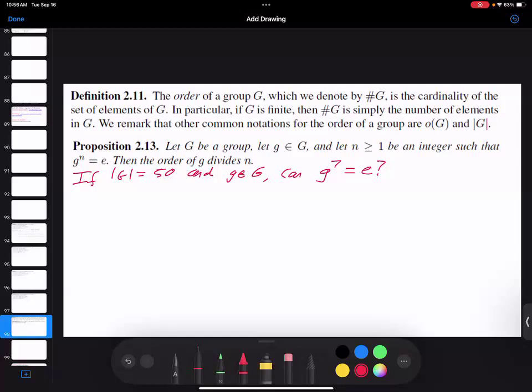E. Yes, g equals e. When in doubt, be a smartass.